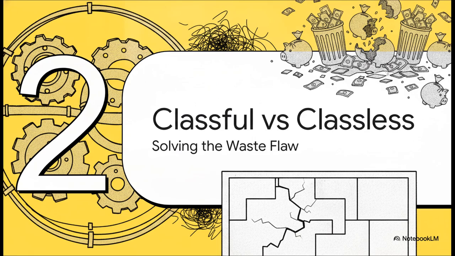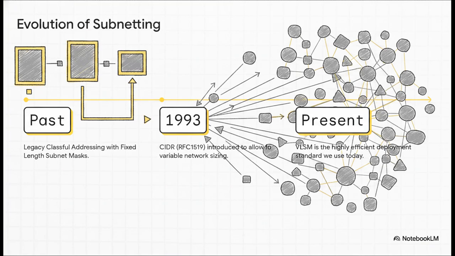Moving on to Section 2, classful versus classless, solving the waste flaw. You know, early on, the legacy architecture forced IP addresses into rigid Class A, B, or C blocks using fixed-length subnet masks. But as the internet completely exploded in the 90s, we realized pretty quickly that we needed a much more scalable solution. So, in 1993, classless interdomain routing, or CIDR, was introduced to allow for variable sizing, which then evolved into the VLSM standards that we use everywhere today.